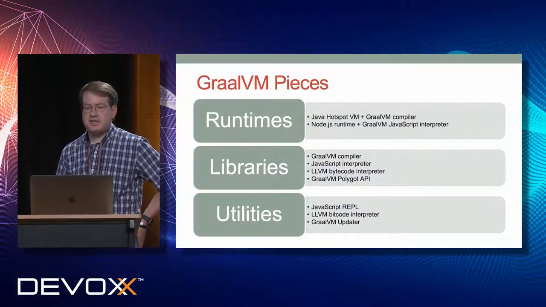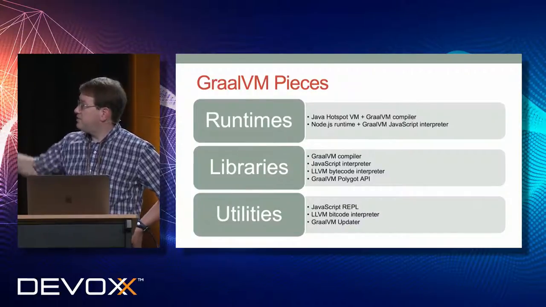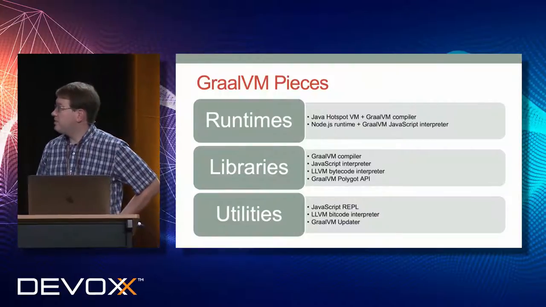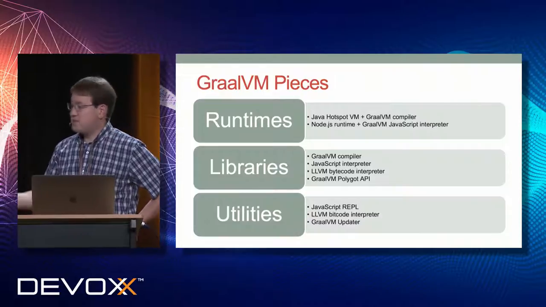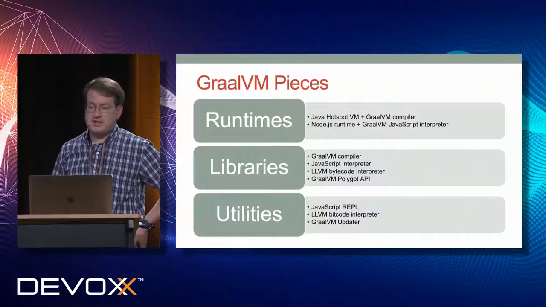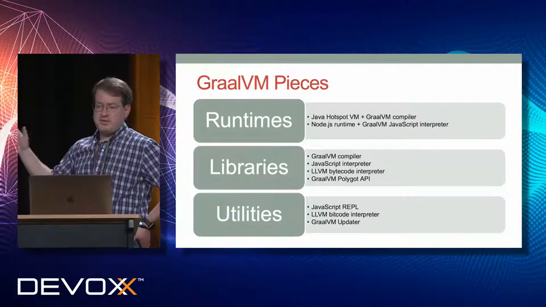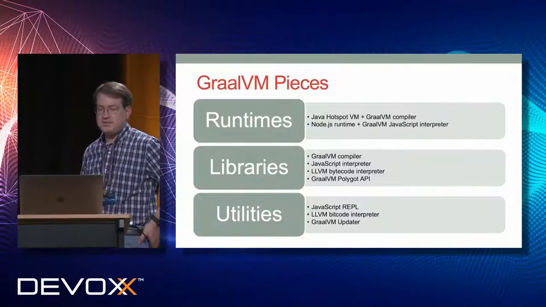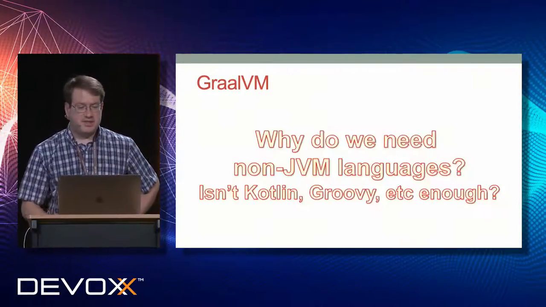So the Graal runtime pieces: we've got two runtimes immediately available, the Java HotSpot VM with the GraalVM compiler, and the Node.js runtime with a GraalVM JavaScript interpreter. Those come with it out of the box. And then you've got the libraries, which are just the different jar files with the GraalVM compiler, the JavaScript interpreter, the LLVM bitcode interpreter, et cetera. And then you've got a series of utilities: the JavaScript REPL, the bitcode interpreter, and also the GraalVM updater. So those are the three main pieces.